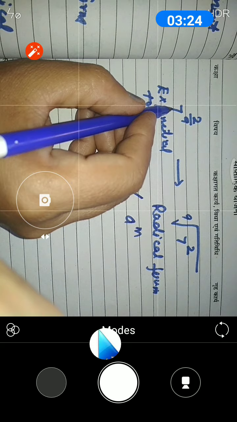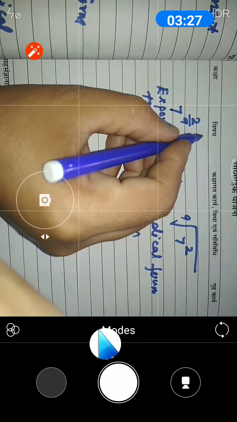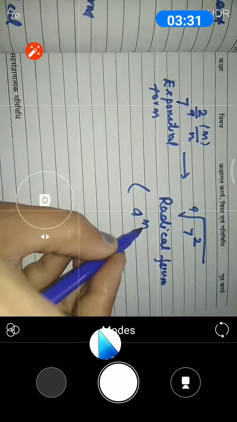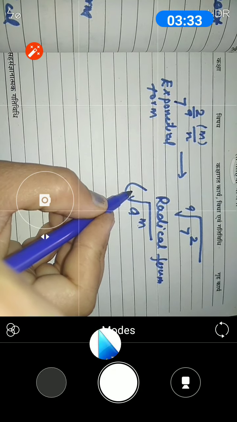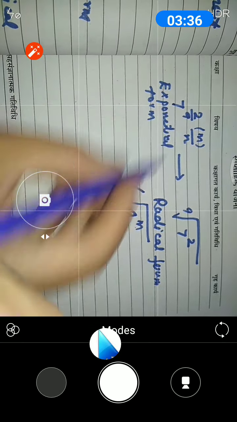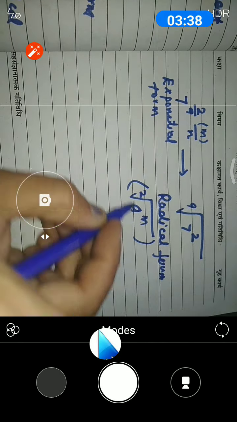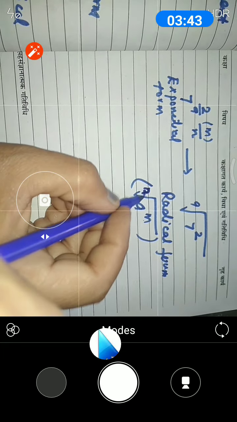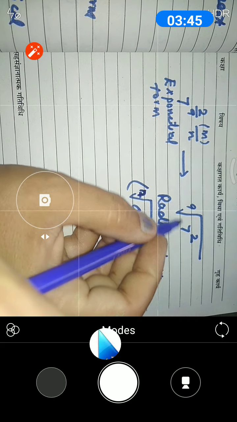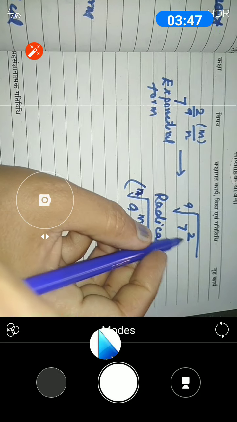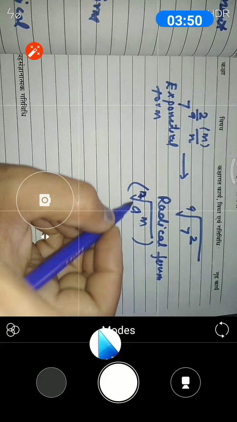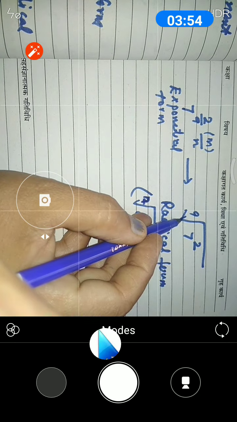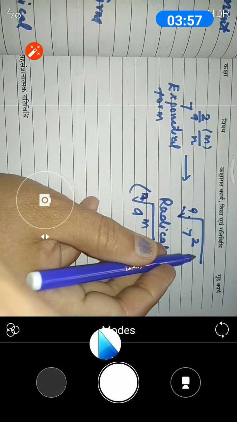What is your a? It is 7. What is your m? This is 2. Then the sign of a radical, and the square is with this, n is outside. So we write the ninth root of 7 square. Means this is the way we will write. And how do we read this number? We read it as the ninth root of 7 raised to the power 2.